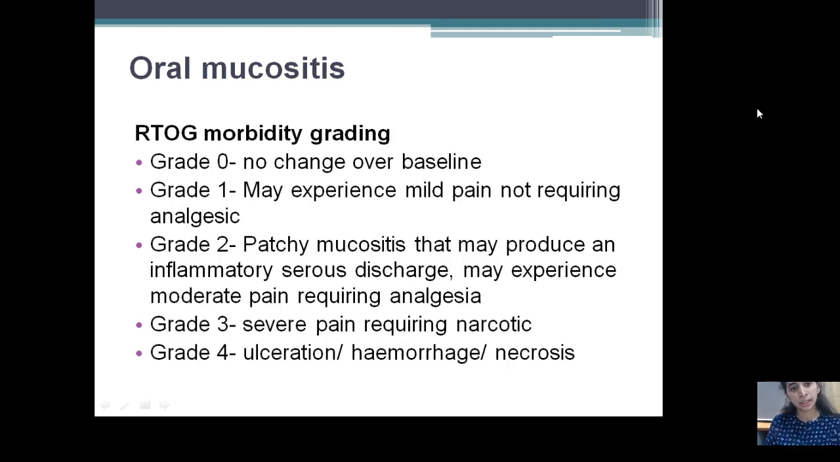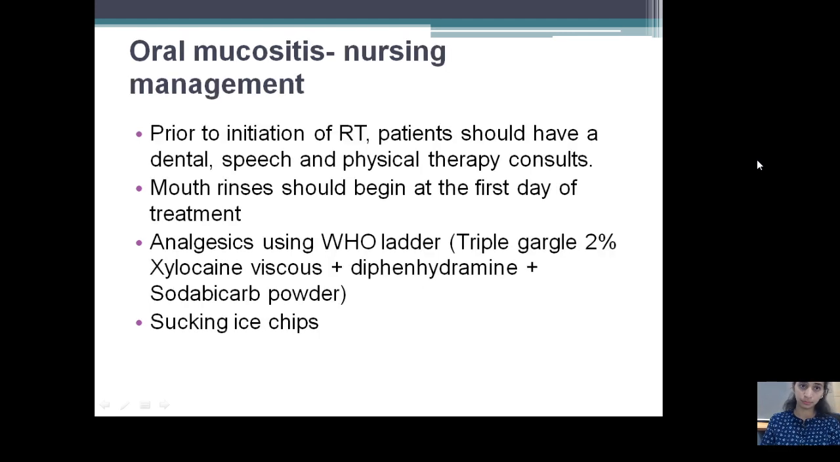So the RTOG criteria includes: 0 means no change over baseline. Grade 1, the patient may experience mild pain not requiring analgesic. In grade 2, there is patchy mucositis that may produce inflammatory serous discharge. The patient may experience moderate pain requiring analgesia. Grade 3, severe pain requiring narcotic. Grade 3 is ulceration, hemorrhage, necrosis.